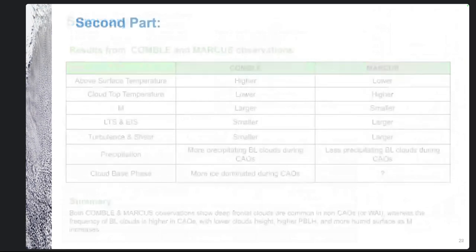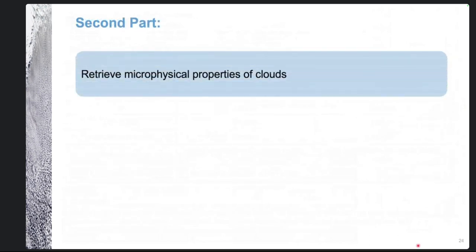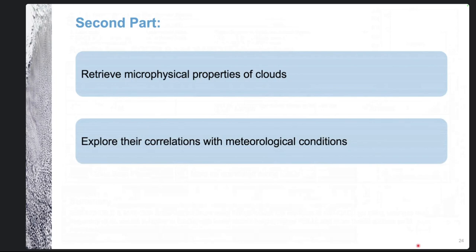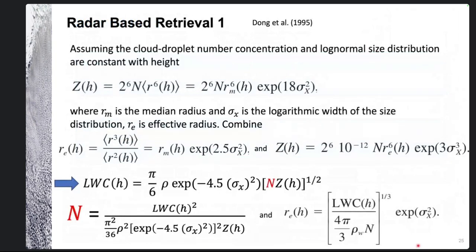The next step is to retrieve the microphysical properties of clouds. For this part, I'm still working on it, so the results are not final. It can probably cause some good discussions here. The final goal is to explore their correlations with the meteorological conditions. Because for the COMBLE measurements, we don't have aircraft or in-situ measurements, the only ground-based instruments we can apply are the radar, LiDAR, and the radiometer.